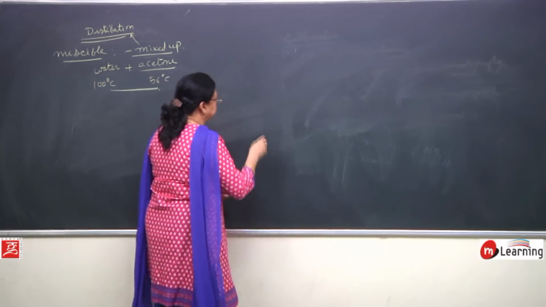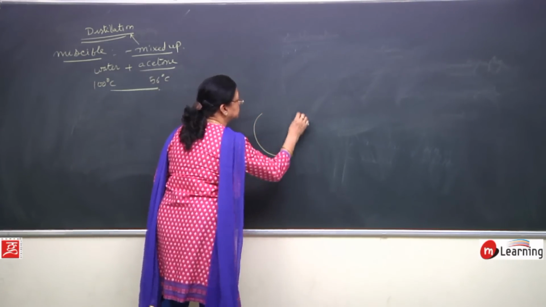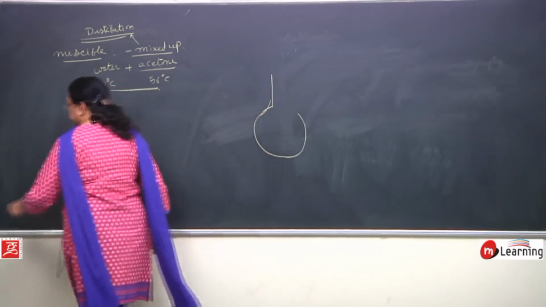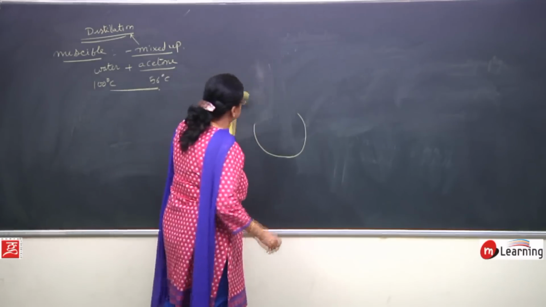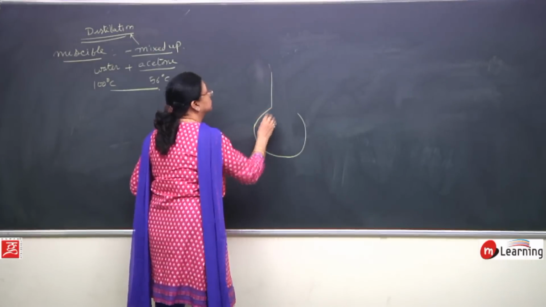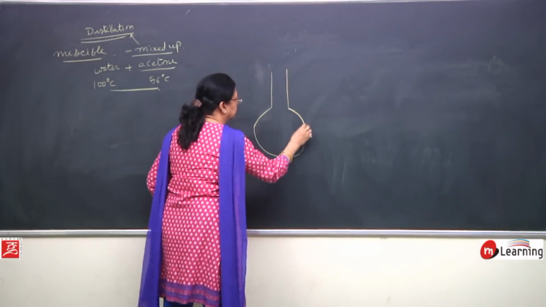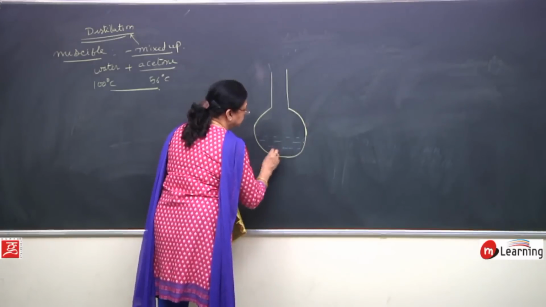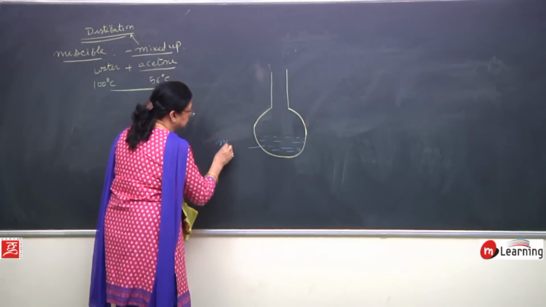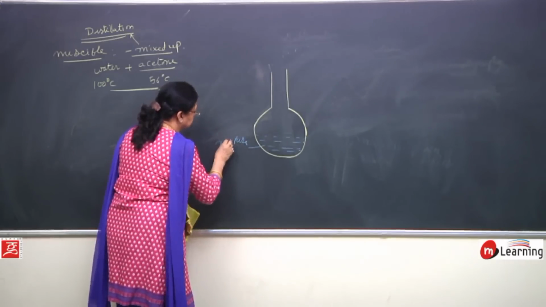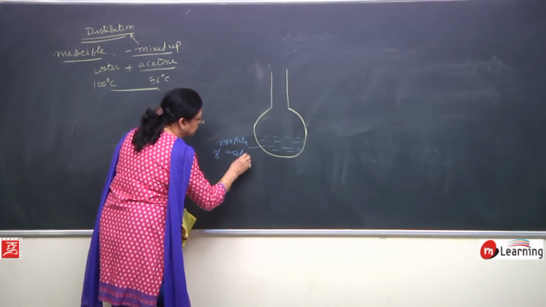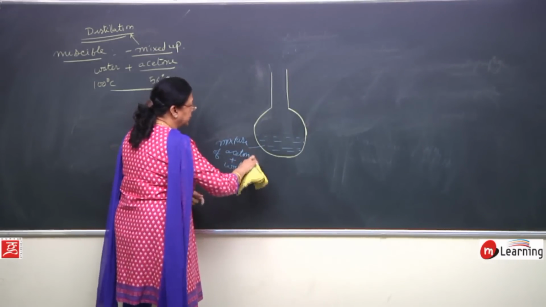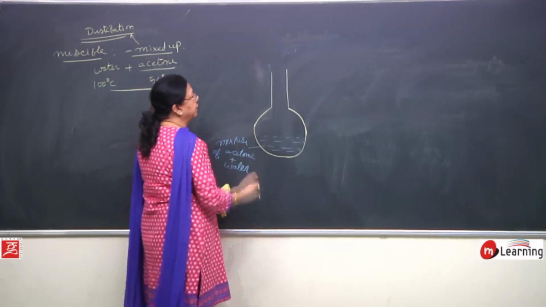A flask is taken, and in that flask there is a mixture of acetone plus water. The acetone and water mixture is taken, which we have to separate.